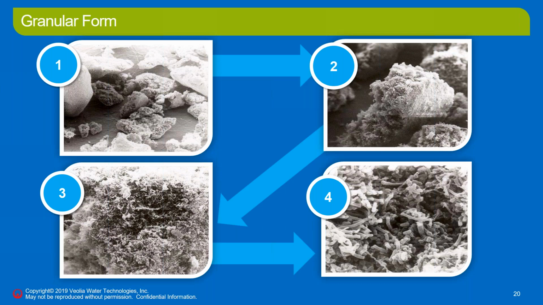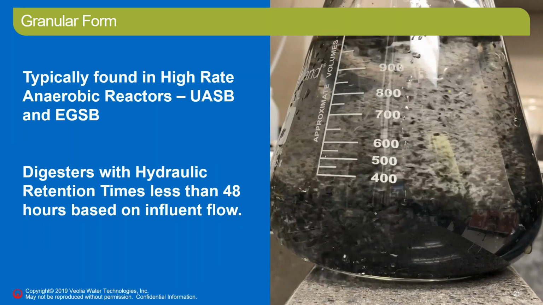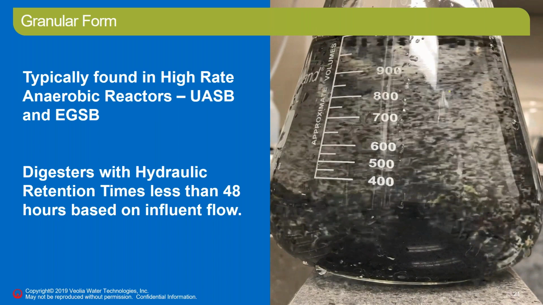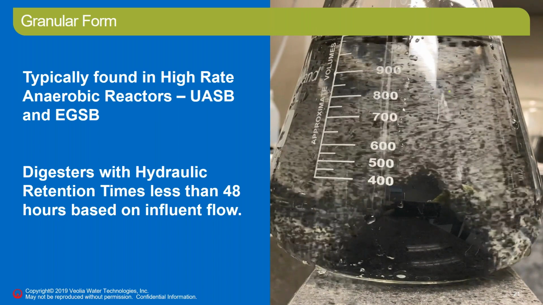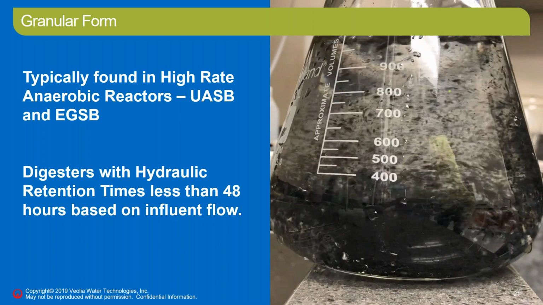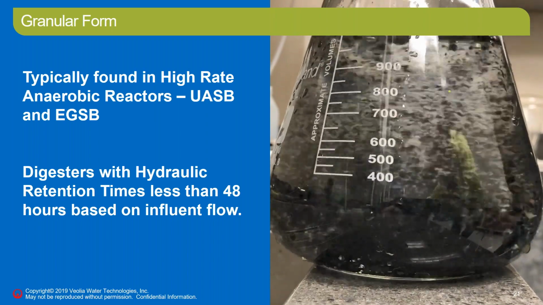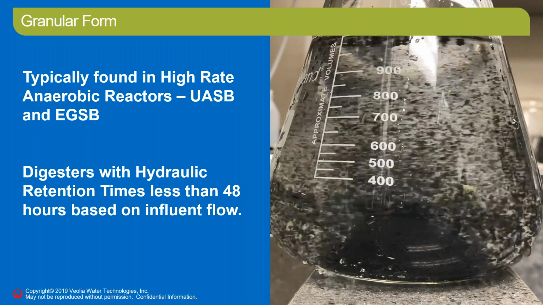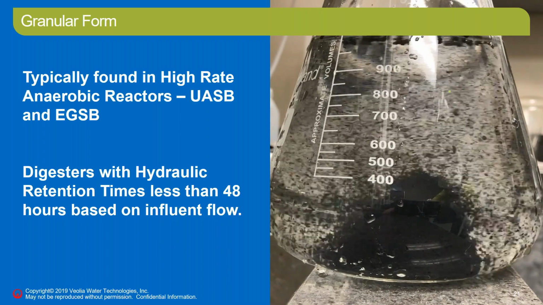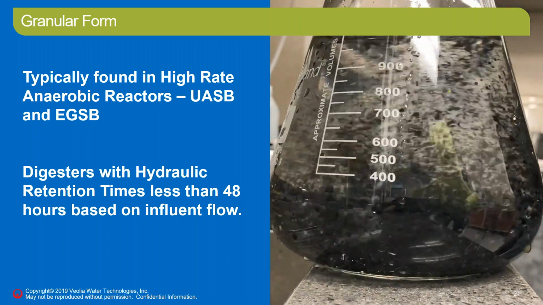And if you go in even closer, you can see in picture number 4 a lot of rods and some longer filaments entwined around them. I love this picture. It shows one of the big characteristics that's really important for granular sludge, and why the granules are so important, and that is that they settle really fast. These granules are usually found in high rate anaerobic reactors like UASB and EGSB reactors. UASB, again, is upflow anaerobic sludge bed, and EGSB is expanded granular sludge bed reactors. These reactors typically have hydraulic retention times of less than 48 hours.